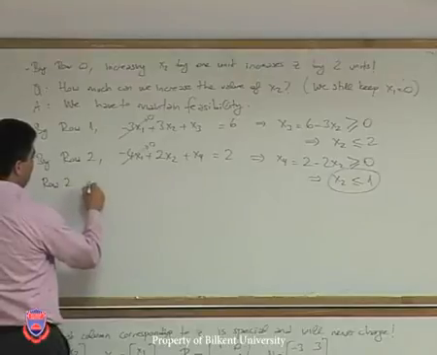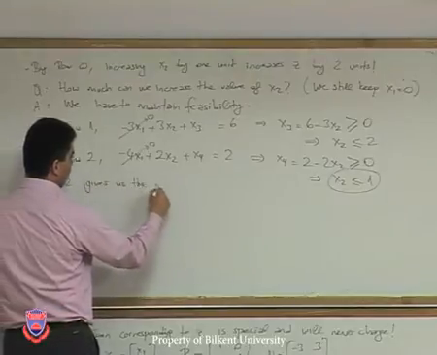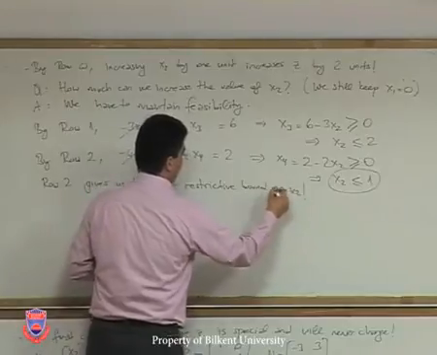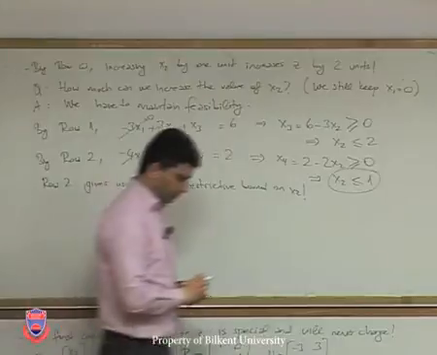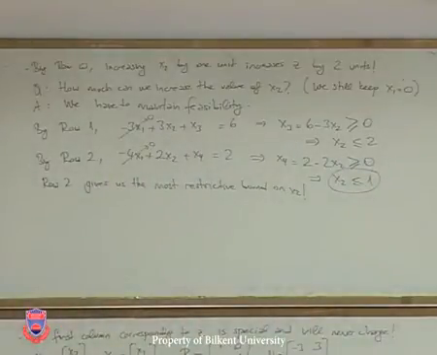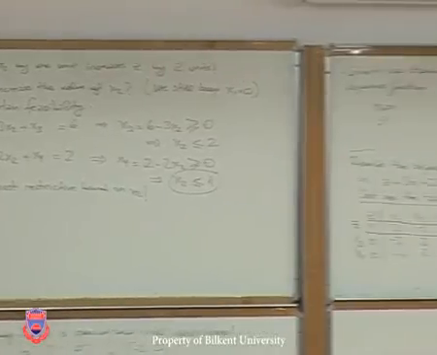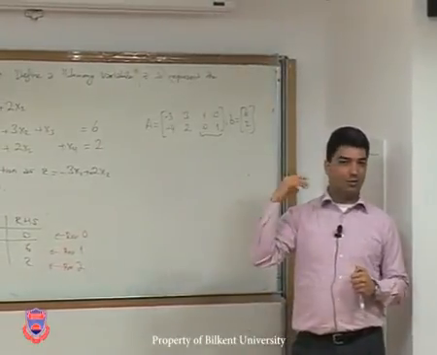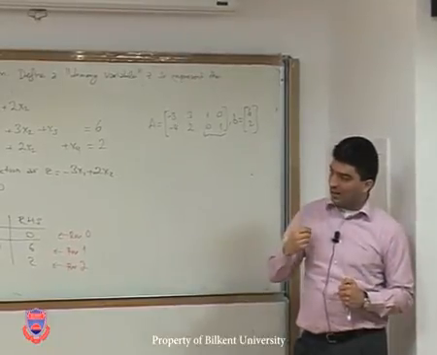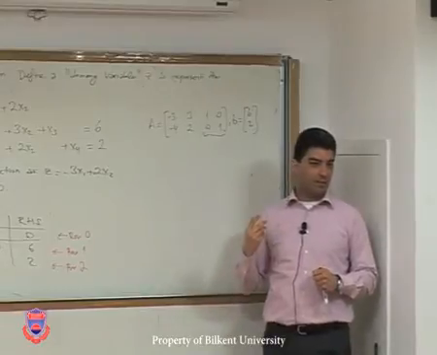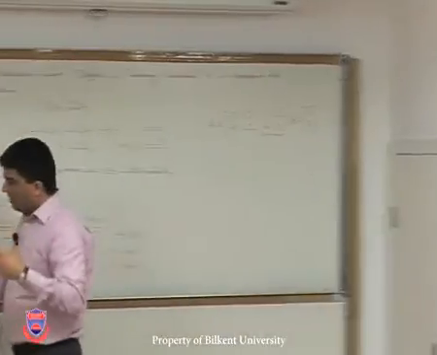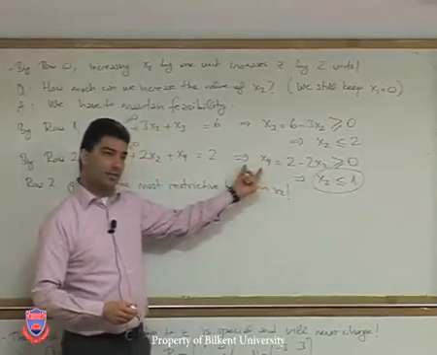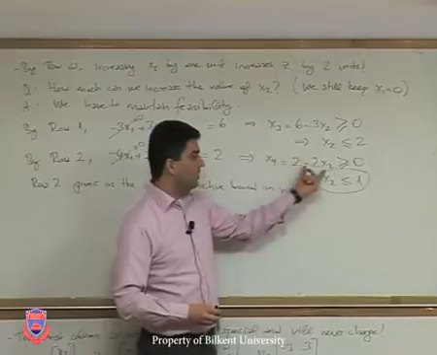Row 2 gives us the most restrictive bound on x2. So I want to increase x2 as much as I can, but I also want to maintain feasibility. So if I want to satisfy both of these objectives, then I should increase x2 exactly up to 1, basically, right? By increasing x2 exactly up to 1, I get the most increase in the objective function, and I still have feasibility for my problem. All right. Now let's see what happens when x2 is exactly equal to 1. If x2 is exactly equal to 1, then the value of x4 becomes 0, basically, right? So when x2 is equal to 1, the value of x4 becomes 0.